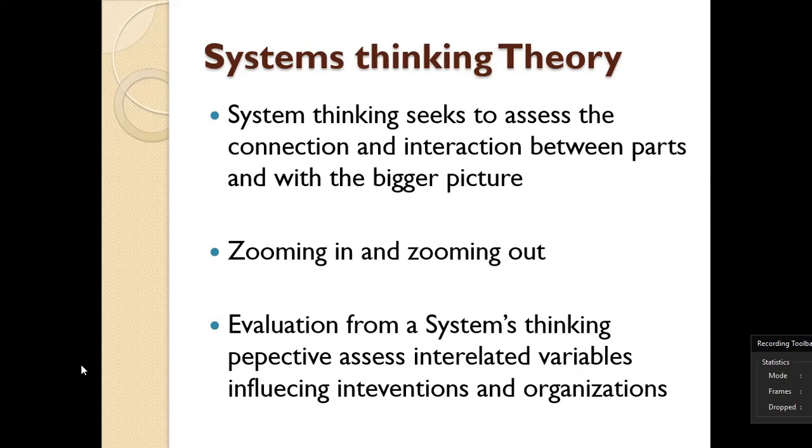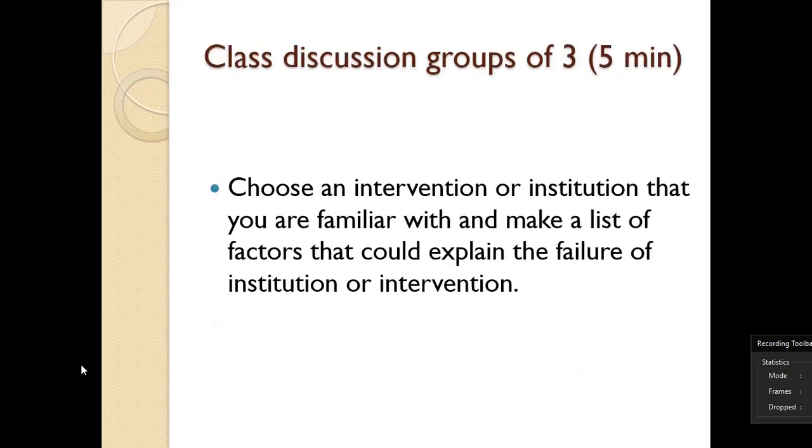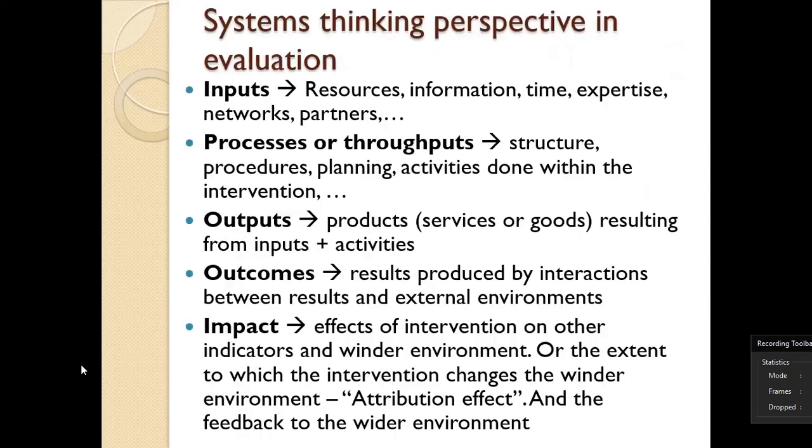So evaluation using systems thinking pulls apart these different systems and sees how each system influences the others in the complete achievement of the impact that you want. Of course, we can do this during our class discussion. For instance, choose an intervention or institution that you are familiar with, and make a list of factors that could explain the failure of the institution or intervention. See how different factors are affecting the failure or success of that particular intervention.